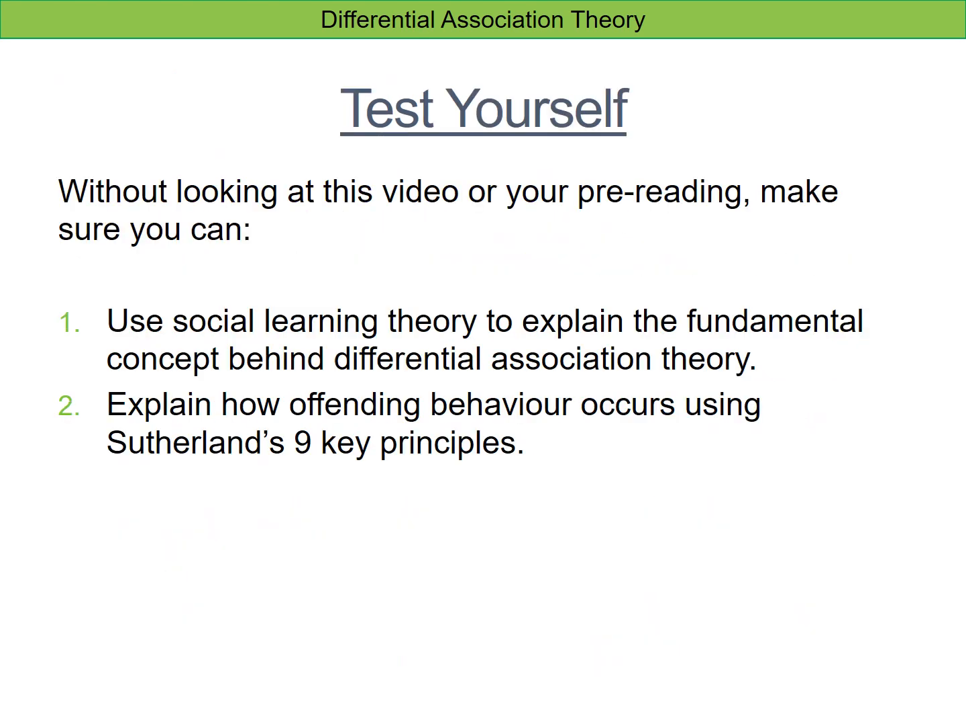You can find more information on differential association theory in the pre-reading, and before you come into the lesson, make sure you can use social learning theory to explain the fundamental concept behind differential association theory and explain how offending behaviour occurs using Sutherland's 9 key principles.